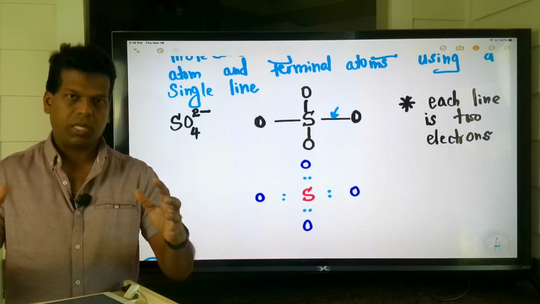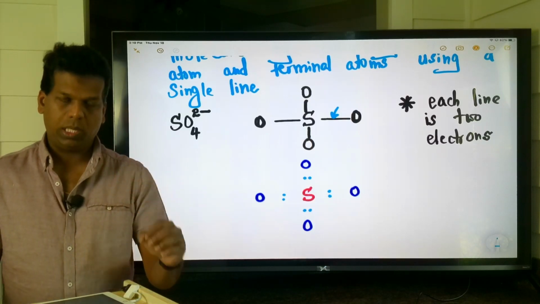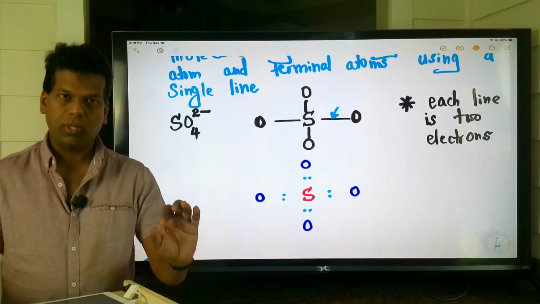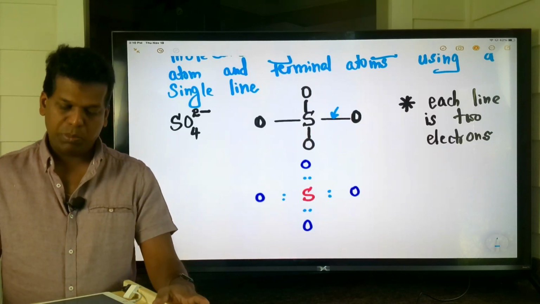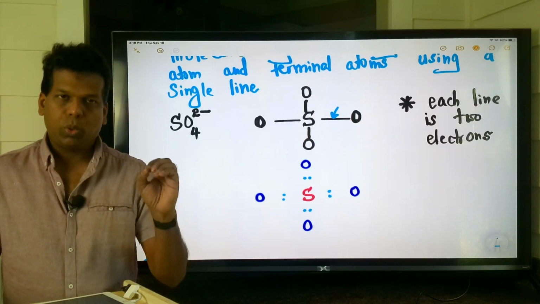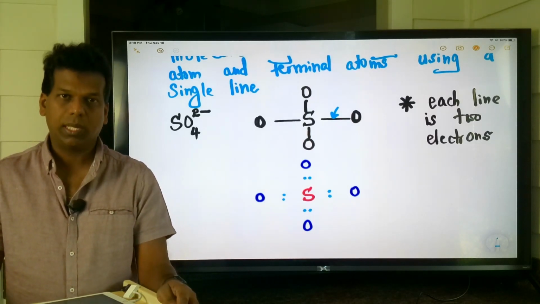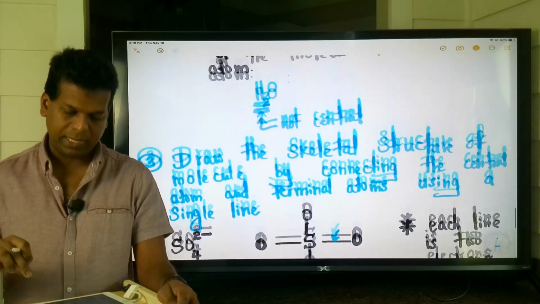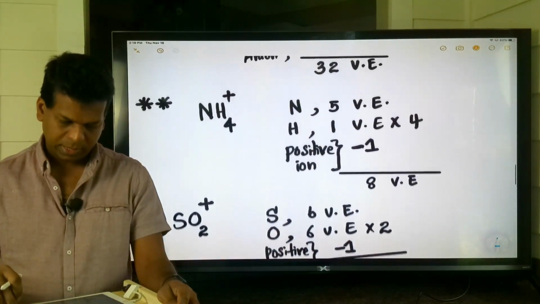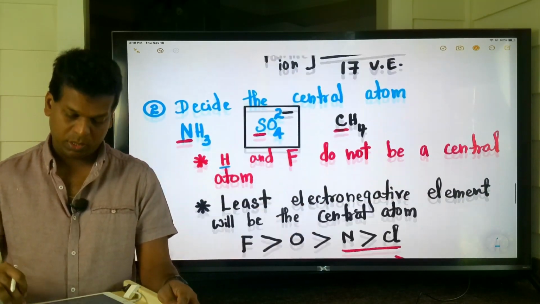I assume you understand, you are following what I am saying, right? Each line is 2 electrons and we created 4 lines, so the total is 8 electrons. So that means out of the total valence electrons, we used 8 to create those lines. The total number of valence electrons for sulfate we calculated here. I assume, yes, it is 32 valence electrons.